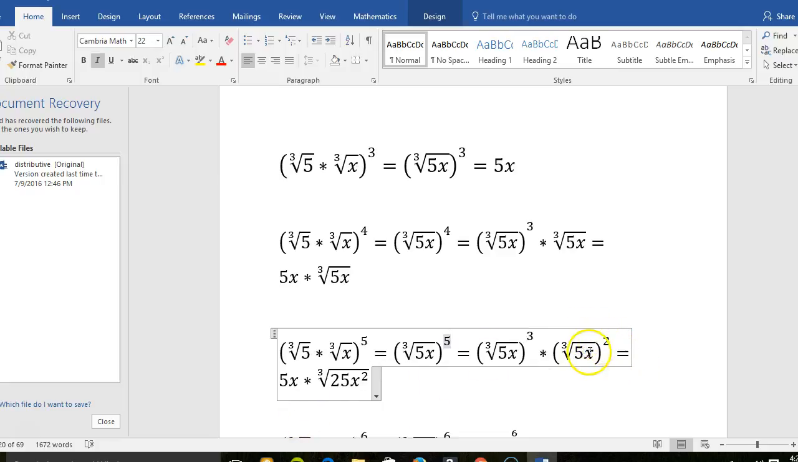Jason, you see this square here? What happens is it comes inside, you square 5x and you get 25x squared. There's a step that I skipped. I'll insert, I need to insert it.